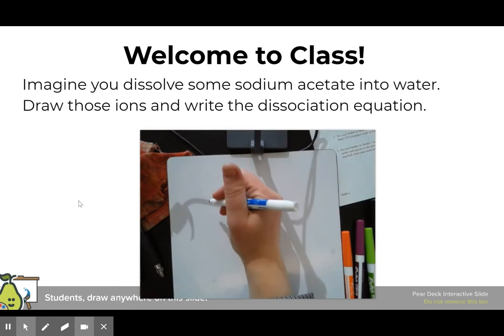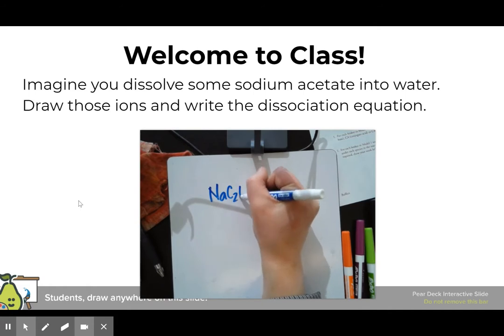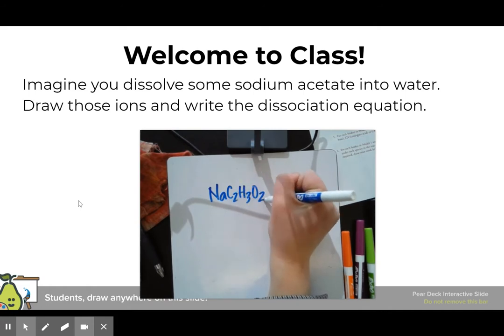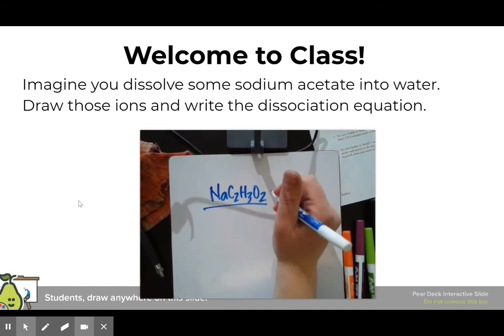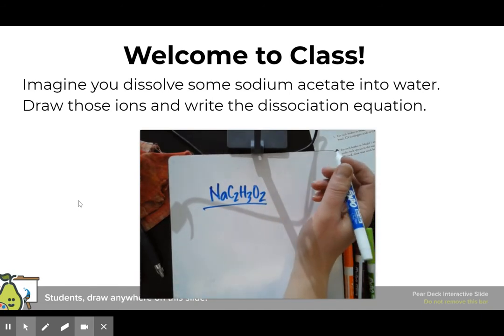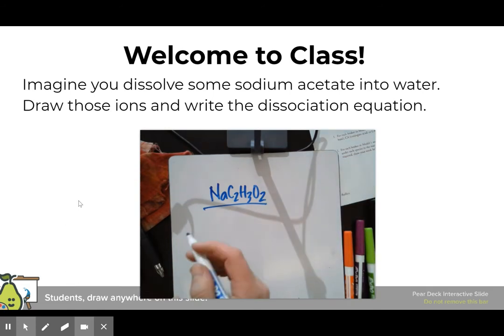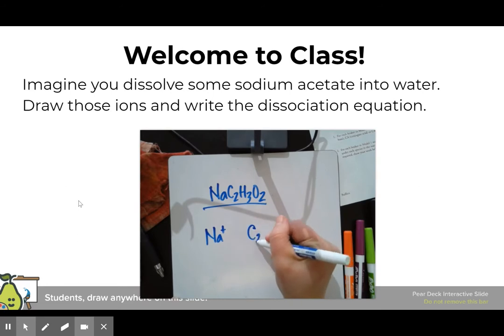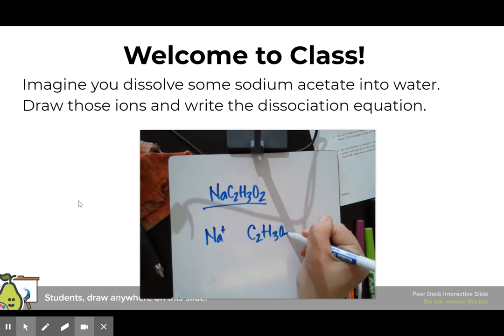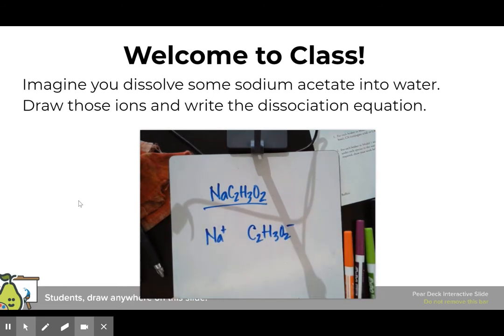So what you should have written is sodium acetate, NaC2H3O2. Don't forget, this is a salt. This is not an acid. You might have gotten lulled into the idea that we are drawing acids, but we are not. So let's just draw these ions. Sodium is 1 plus, acetate is C2H3O2 minus. So there are those ions in solution.